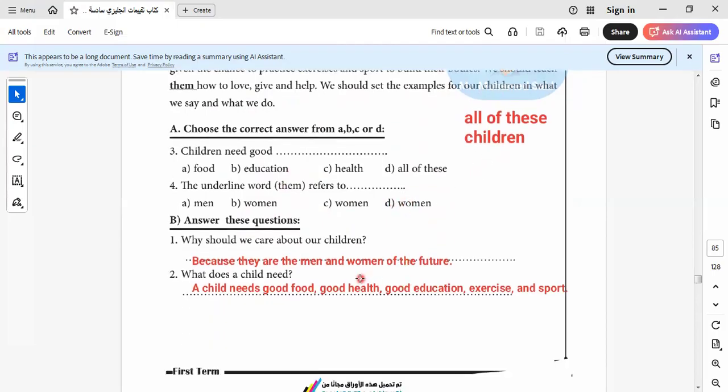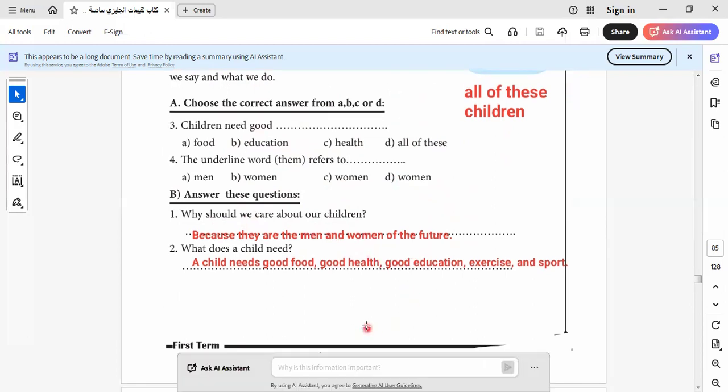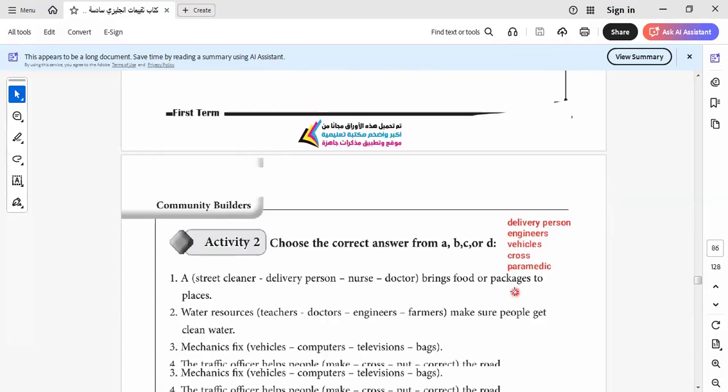Let's answer the questions below. Why should we care about children? Because they are the men and women of the future. What do the children need? They need good food, good health, good education, exercise, and sport.